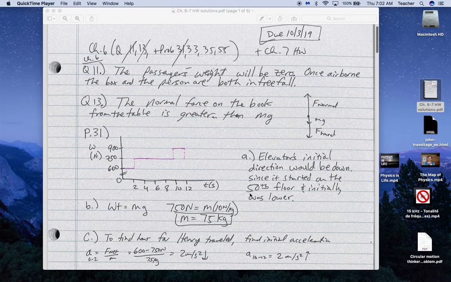Okay, so here's the homework solutions for chapters 6 and 7. There's a lot here. I said it took a while, so hopefully you took a while also. So the conceptual questions, hopefully not too bad.